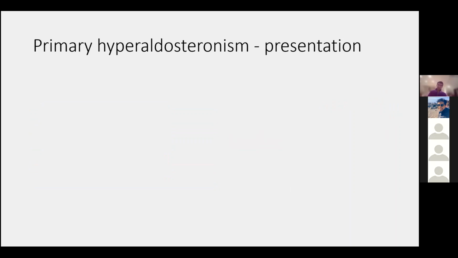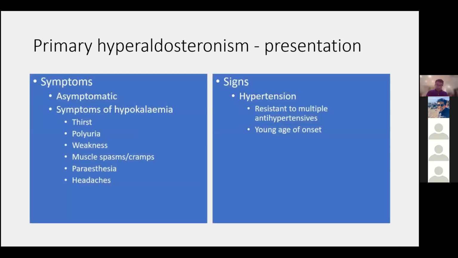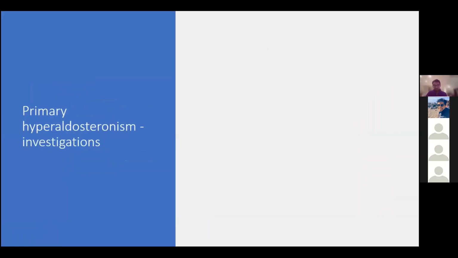So how do these patients present? Usually they'll actually be asymptomatic. Usually it'll be because they have a high blood pressure that is resistant to lots of antihypertensives, and they're usually quite young when they get this hypertension. If they are symptomatic, it's usually because of the hypokalemia: excessive thirst, polyuria, muscle weakness, muscle cramps and spasms, paresthesia, and headaches. So your typical features of hypokalemia.